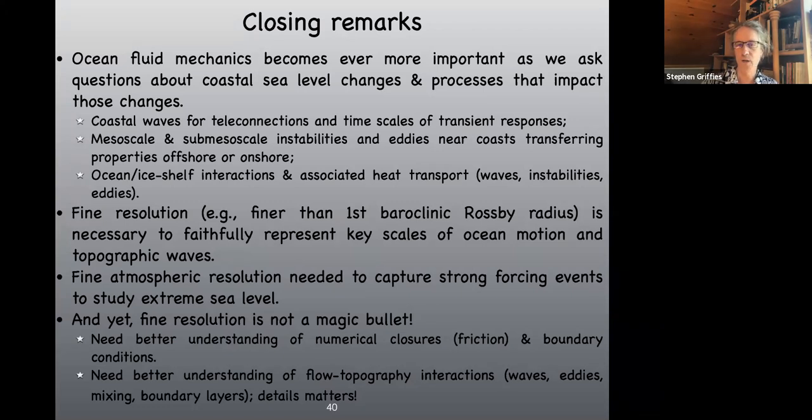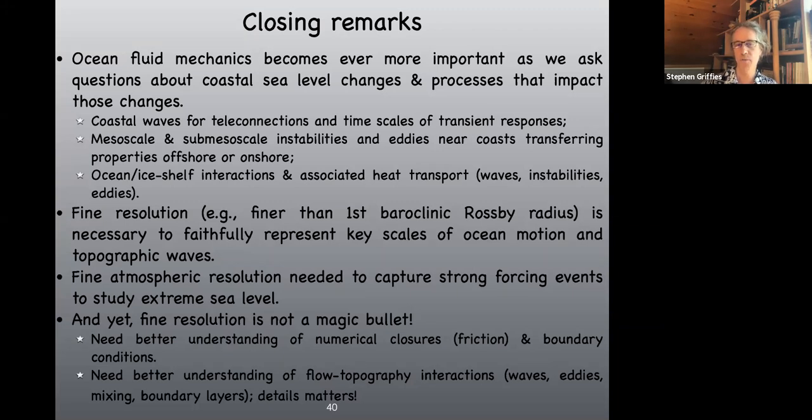I argue that fine resolution, even finer than the first baroclinic deformation radius, is necessary in some places to faithfully represent a lot of these key processes. We can aim for parameterizations, and I've done my share of that, and I'm working with the climate process team to further parameterizations of mesoscale eddies. But I still think there are certain processes that are just too difficult to represent through parameterizations. If you're going to ask these questions, you need to bite the bullet and enhance the resolution to do a robust study of those processes.